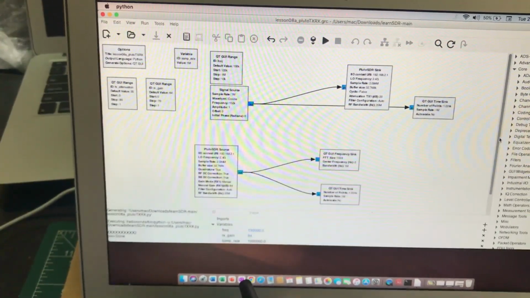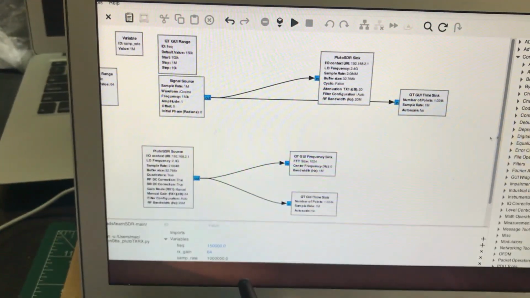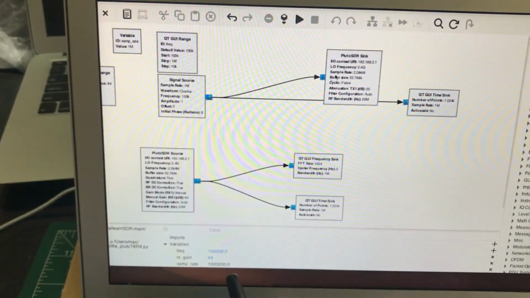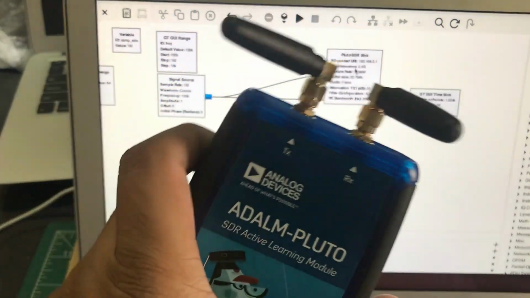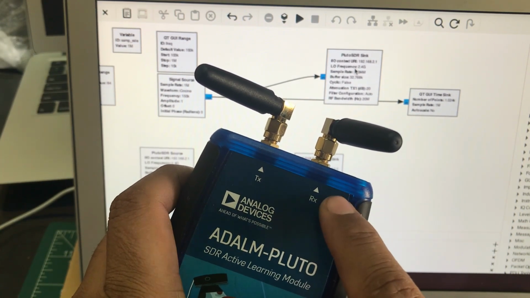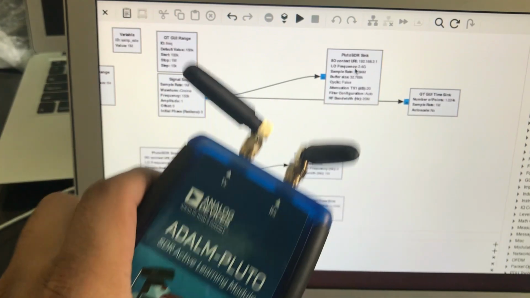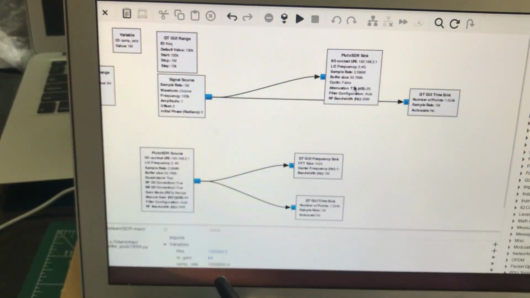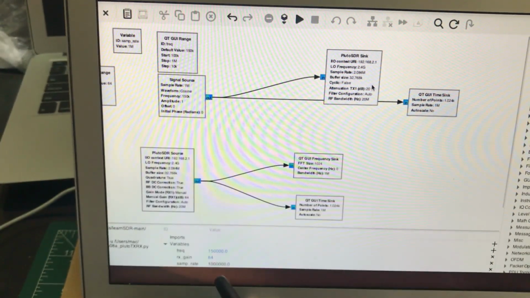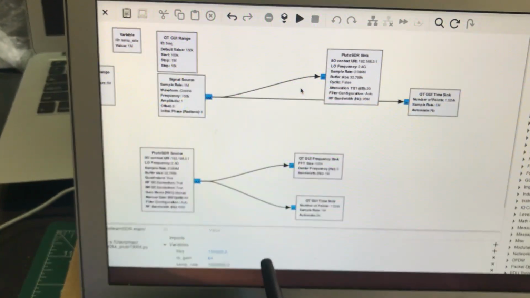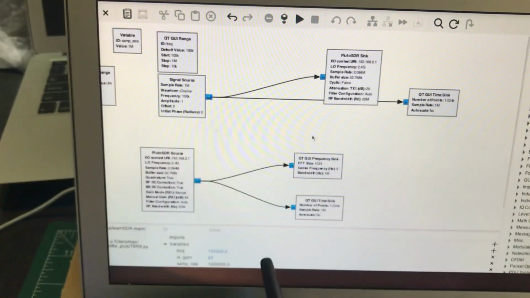So this is a very basic flow graph. In this flow graph I have a signal source that is generating a cosine that is being transmitted through the PlutoSDR transmitter right here, and is being received by the receiving end of the same PlutoSDR connected to my laptop. It's going to transmit this signal at 2.4 gigahertz, which is the local oscillator frequency. It's going to transmit at about 150 kilohertz.